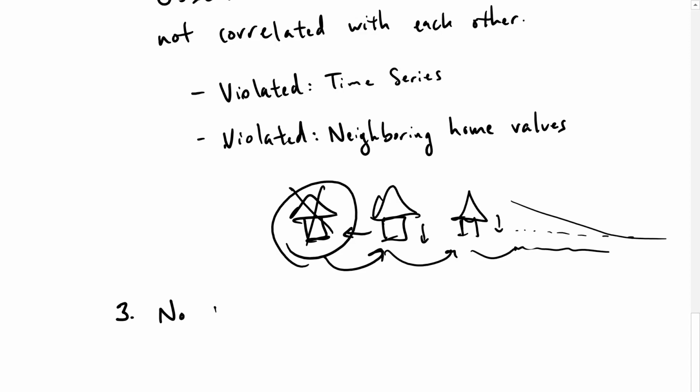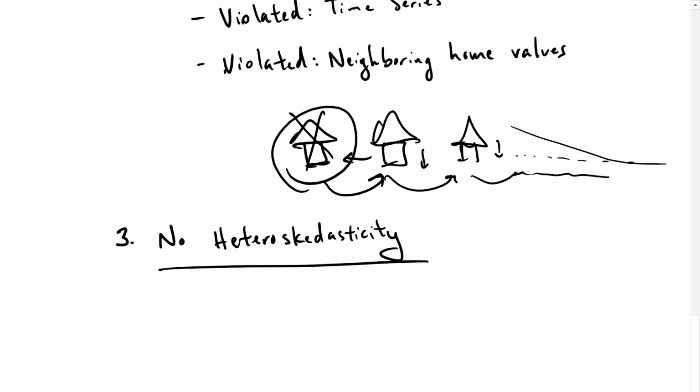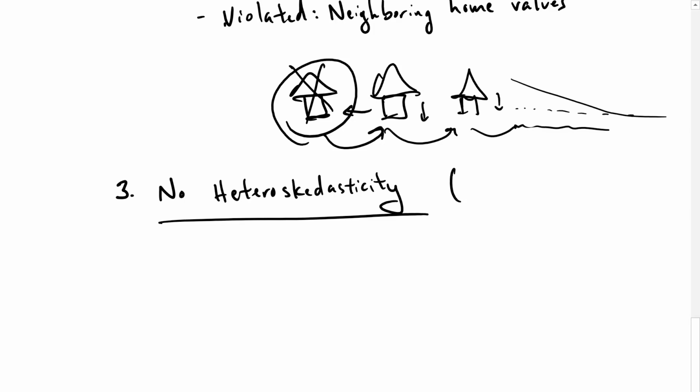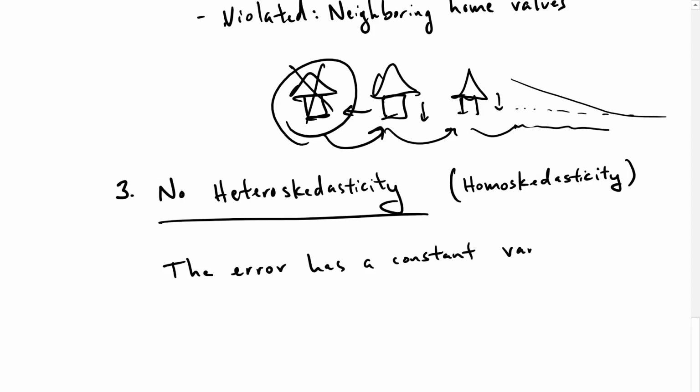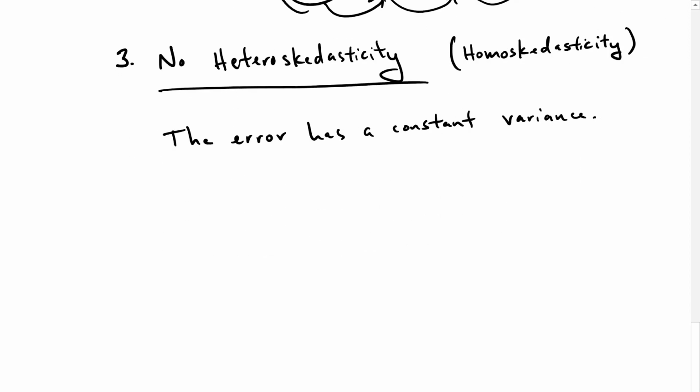All right, we're also going to assume that there's no heteroskedasticity. I believe I spelled that right. It's heteroskedasticity, yeah. And basically, the other way that we could say the assumption is we're assuming no heteroskedasticity, or we're assuming homoskedasticity. And what this means is that the error term has a constant variance. Okay, I'll give you an example of when this is violated.